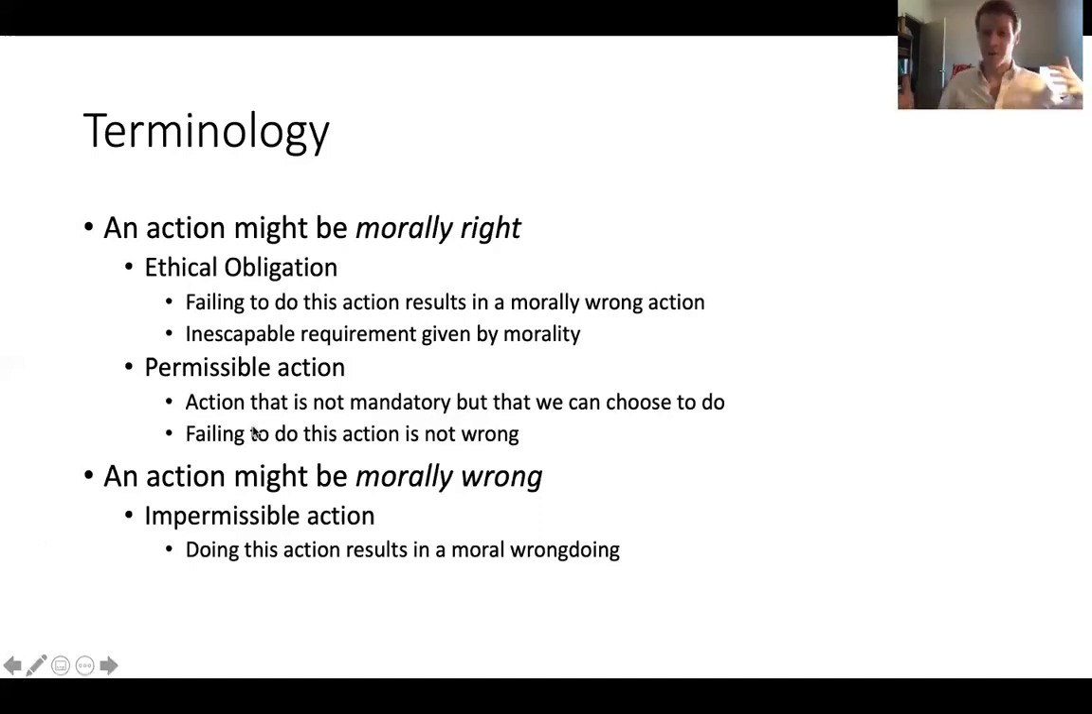Okay, so we also talk about things being morally wrong, right? You have a friend who makes a confession to you about something that they thought was wrong, and you say, yeah, you did act wrongly, right? You acted in a way that was bad. So a morally wrong action is a morally impermissible action, an action that you are not permitted to do. So we might say that all obligations are morally right, all permissible actions are morally right, and all impermissible actions are morally wrong. And so doing this action results in a moral wrongdoing that supposedly you want to avoid.